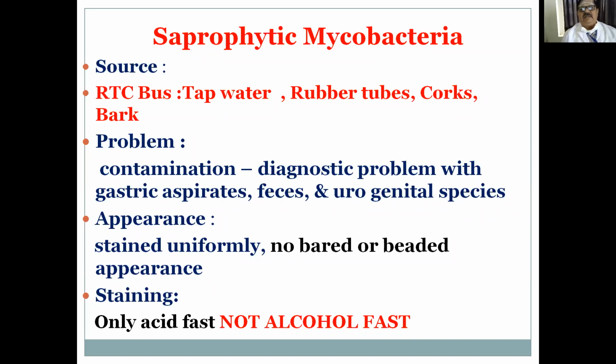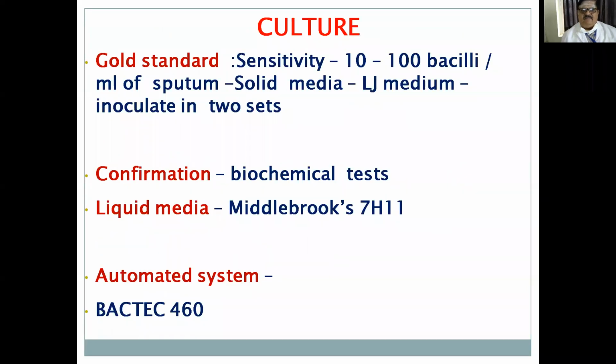But you can see that the saprophytic mycobacteria are stained uniformly, with no barred or beaded forms. That means you have barred and beaded forms in the case of the routine Mycobacterium tuberculosis compared to saprophytic mycobacteria. And moreover, when you do the staining, they are only acid-fast, but not alcohol-fast. So by these things you can distinguish.